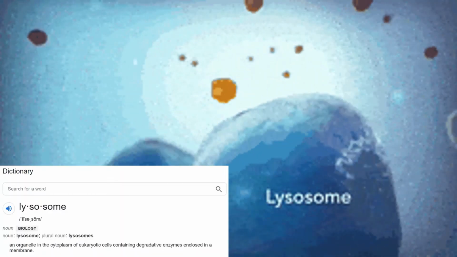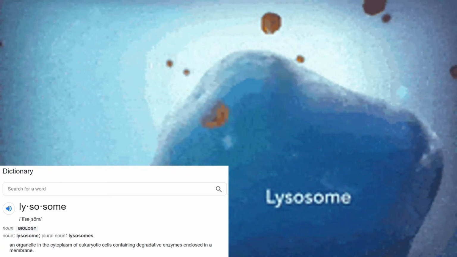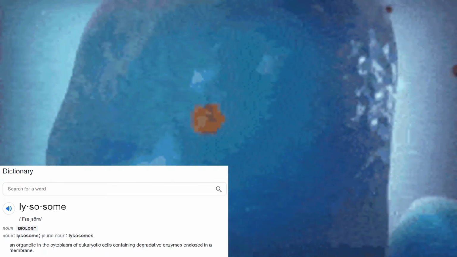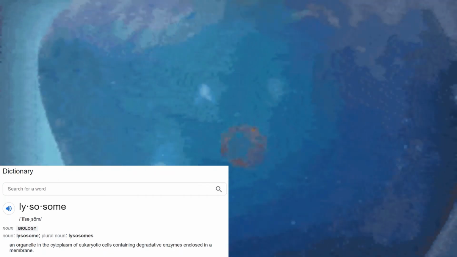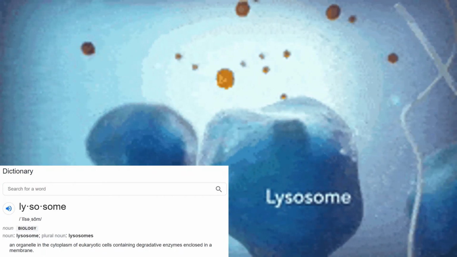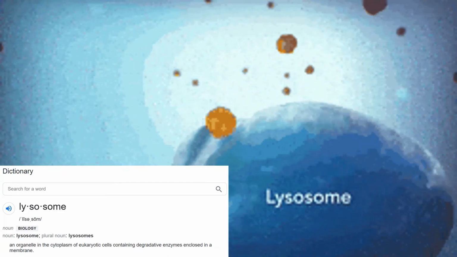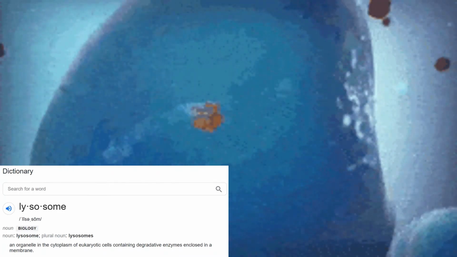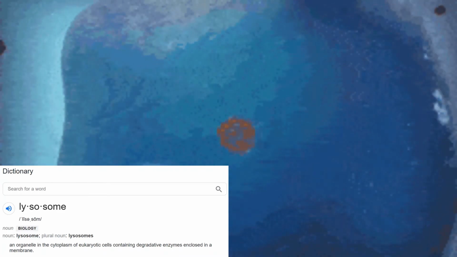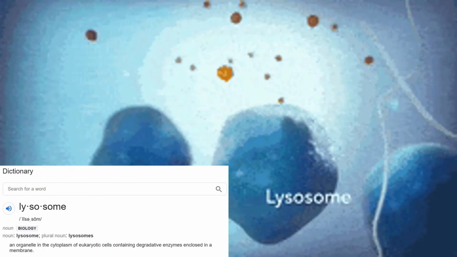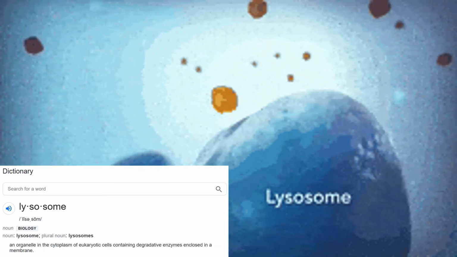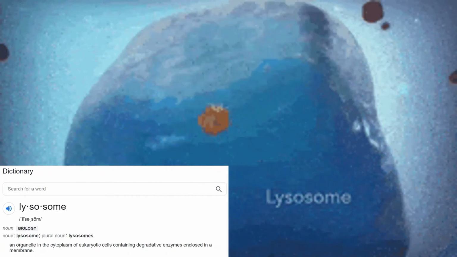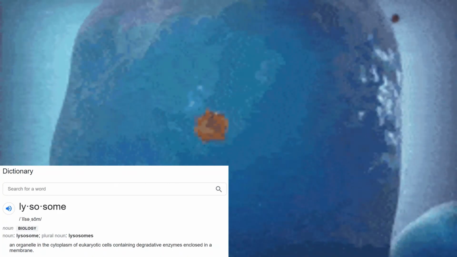Lysosome. These look a lot like vacuoles, but they do something completely different. They are in charge of breaking down waste. Lysosomes are organelles in the cytoplasm of eukaryotic cells containing degradative enzymes enclosed in a membrane. As we can see in the GIF above, that orange dot represents waste. The lysosome absorbs it, and then the enzymes inside go to work breaking that down and removing the waste.